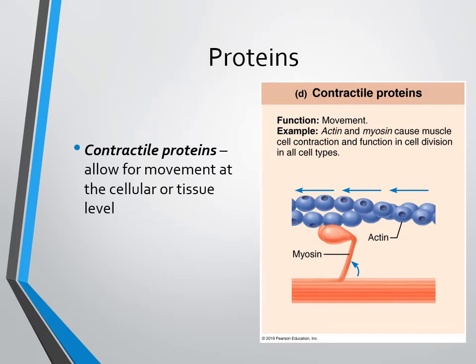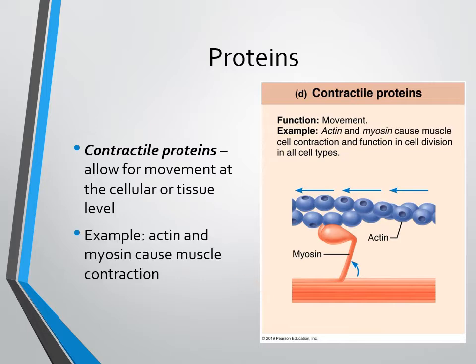And then we have contractile proteins. So right here we have myosin and actin, and those are what actually cause muscle cell contractions. So they help move your muscles around so that you're able to walk and lift things.